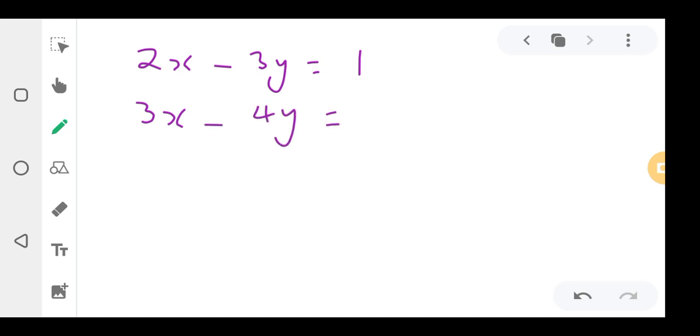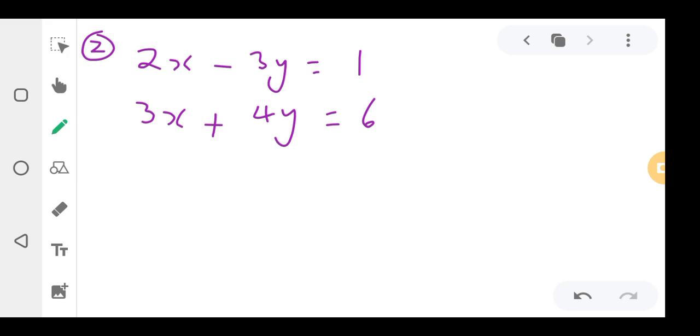The next question that I can do for you is 2x minus 3y is equal to 1, and 3x minus 4y is equal to 6. Okay, this one I'll put positive, and then you are solving that simultaneous equation. This is example 2.